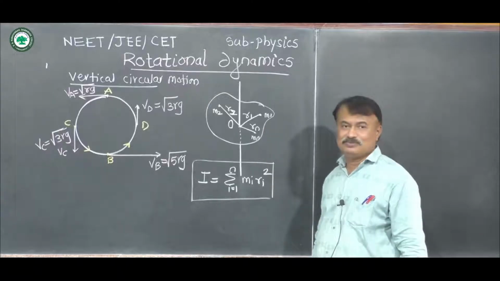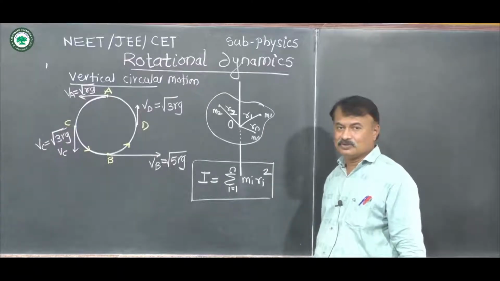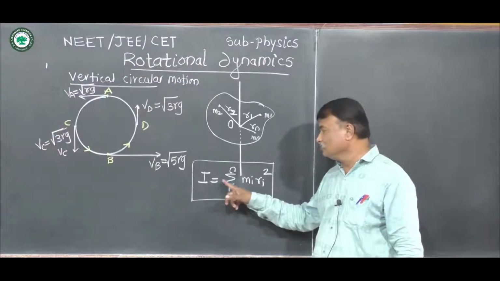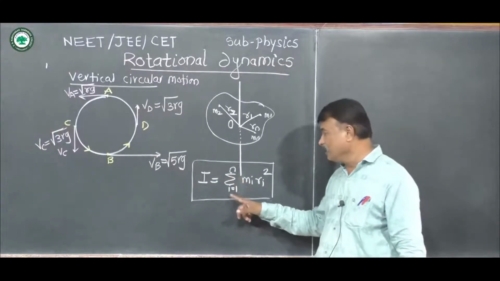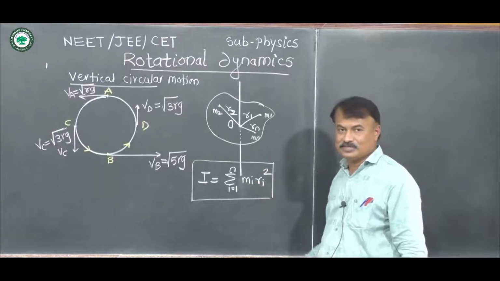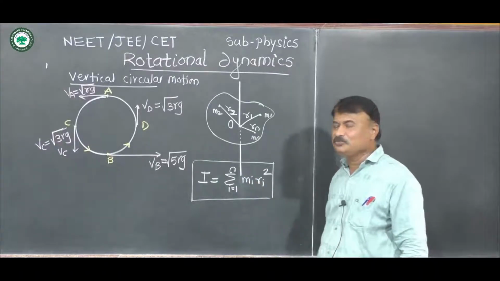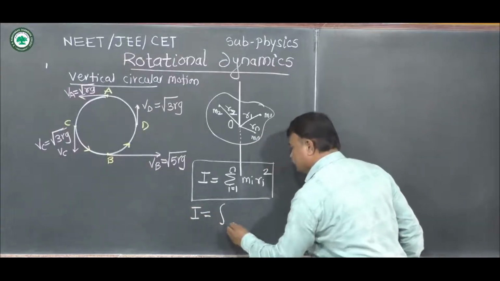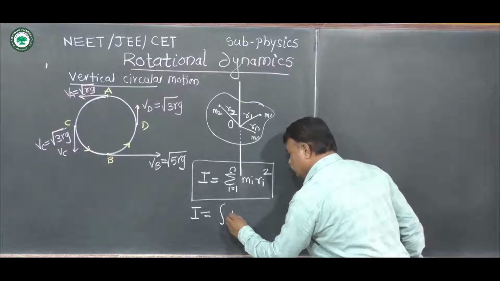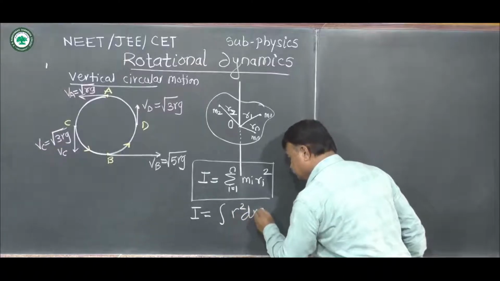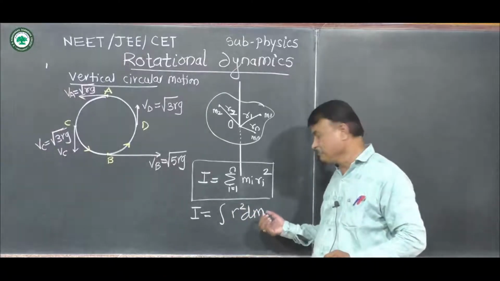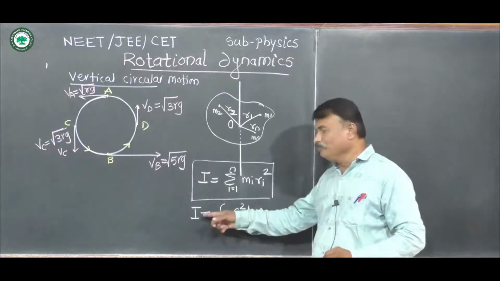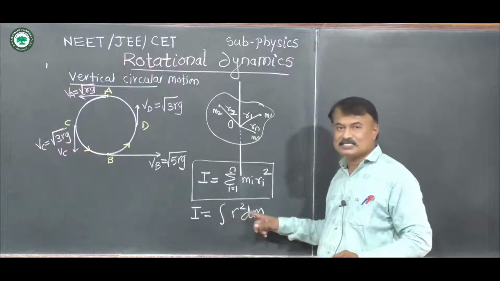Here we consider a rigid body and its moment of inertia is given by I equals summation i from 1 to n of mi ri square. If there is a uniform distribution of mass, then the same formula will become I equals integration r squared dm, where dm is the mass of each element, and then moment of inertia will become integration r squared dm.